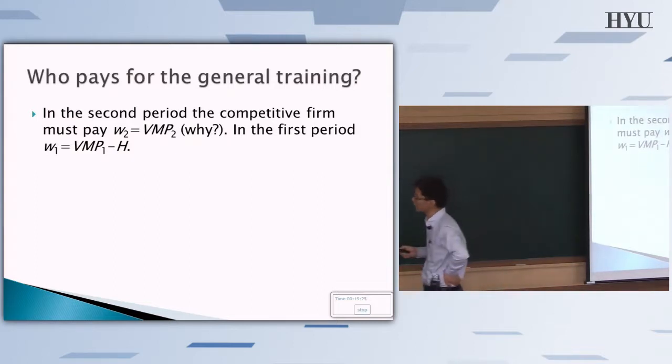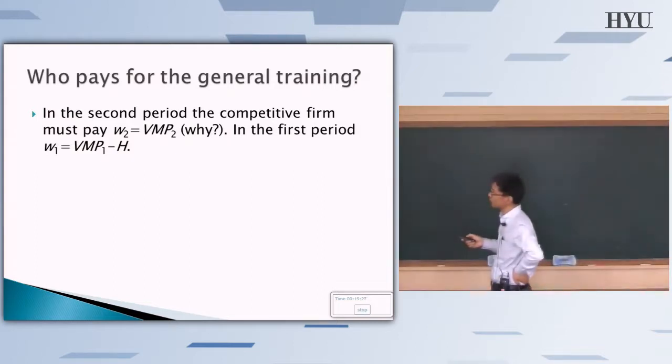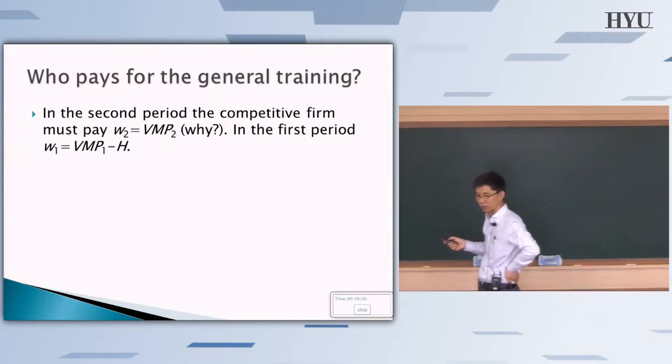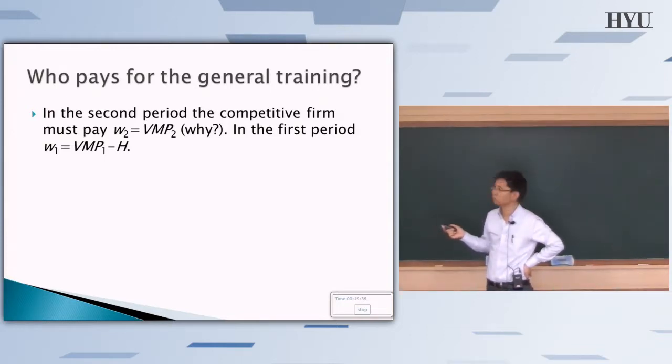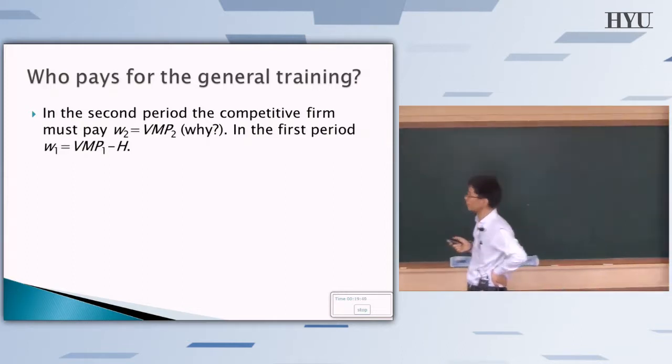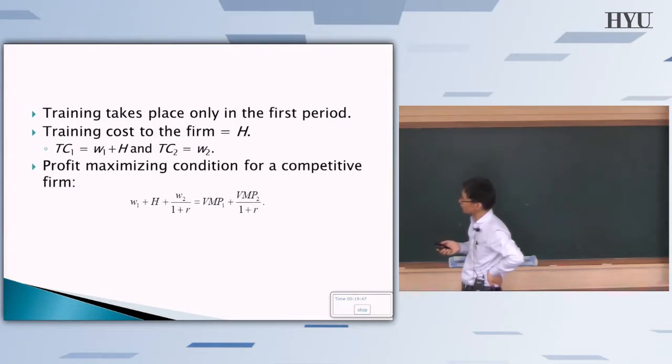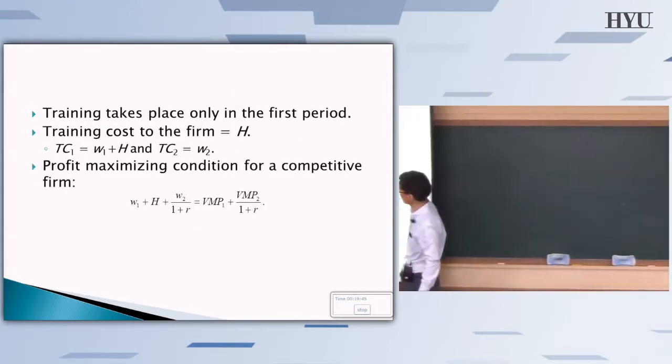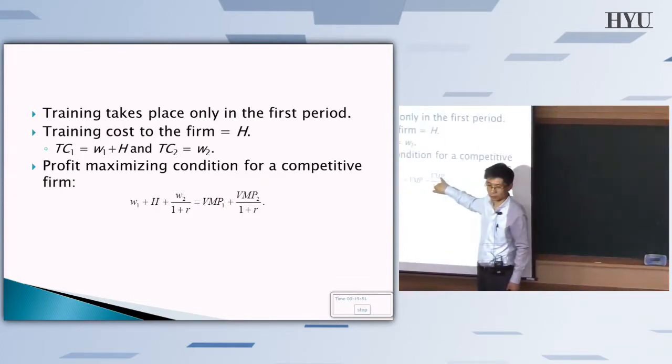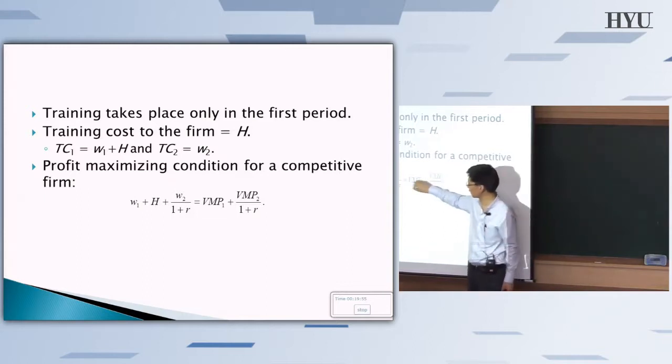Okay. So what happens here is that if this individual gets general training in the first period, then in the second period this individual's productivity is VMP2. So in this case, the firm should pay VMP2, which is equal to W2. Okay. So what does it mean? It means VMP2 must be equal to W2. So you just cancel them out.